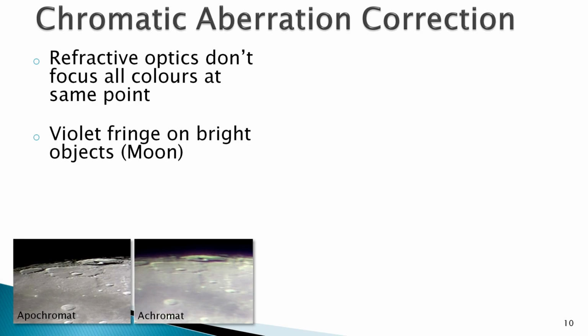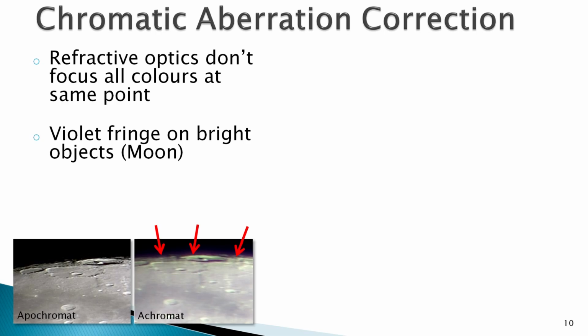The more affordable runner-up in performance is the achromatic refractor, which, although better than a simple spherical lens, still has some chromatic aberration. When viewing bright objects like the moon or planets, this aberration is often visible enough to hamper viewing.